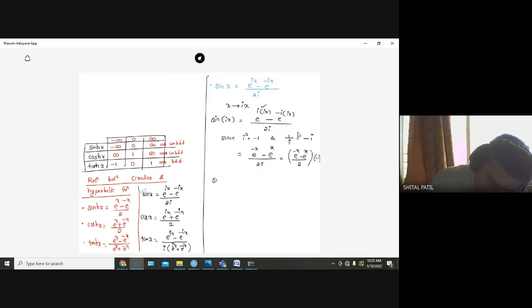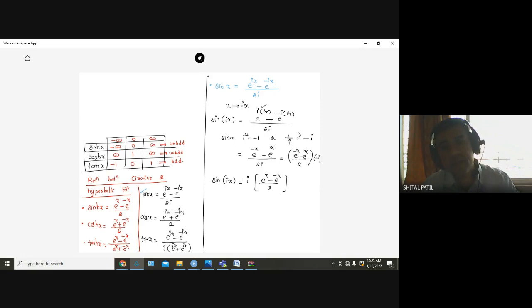So let me simplify this. Sine of ix equals, see how I am writing it, I am writing i outside. Then I'll consider the minus sign in the numerator, so it will be e raised to x minus e raised to minus x divided by 2. Does everyone understand? I'm doing algebraic calculations only, nothing new.